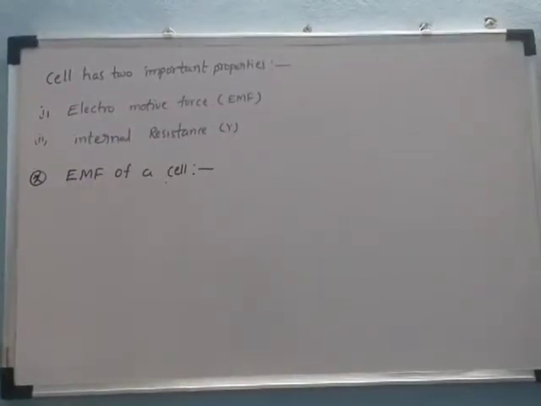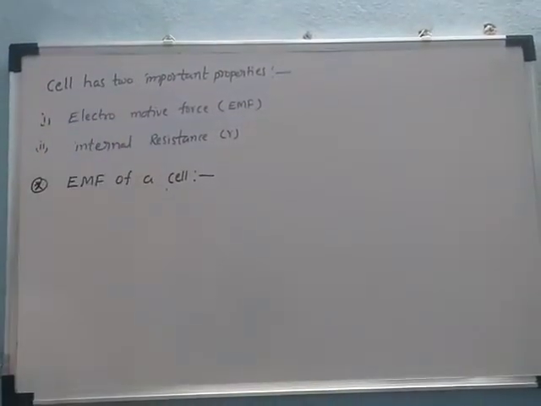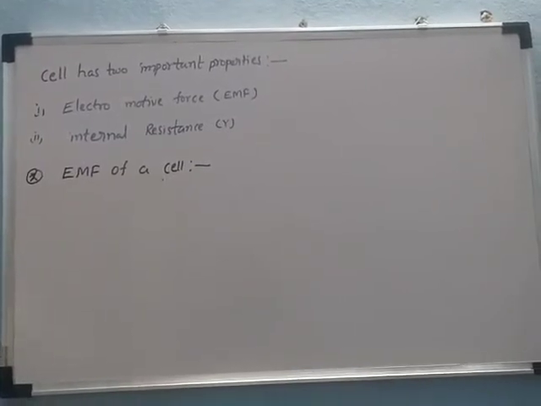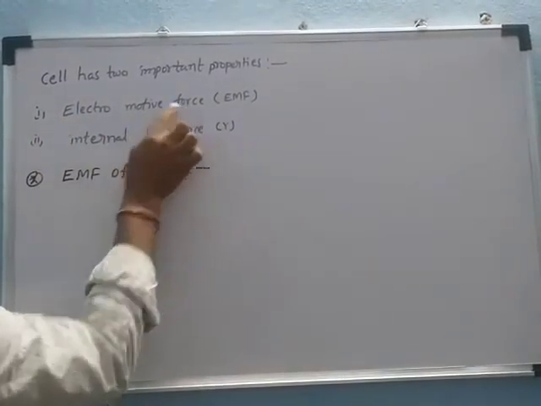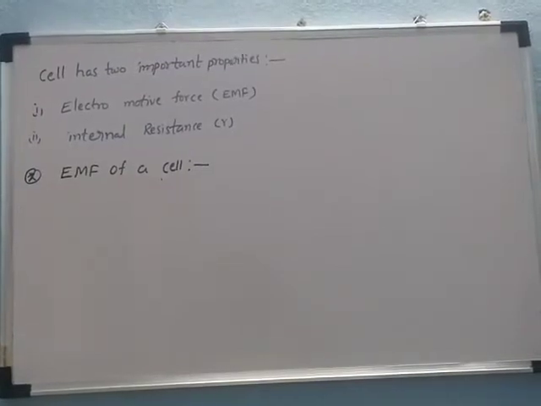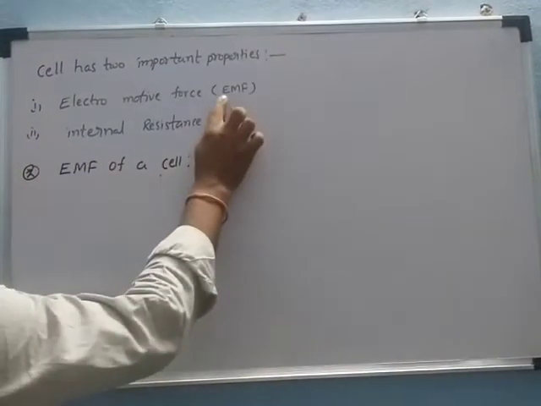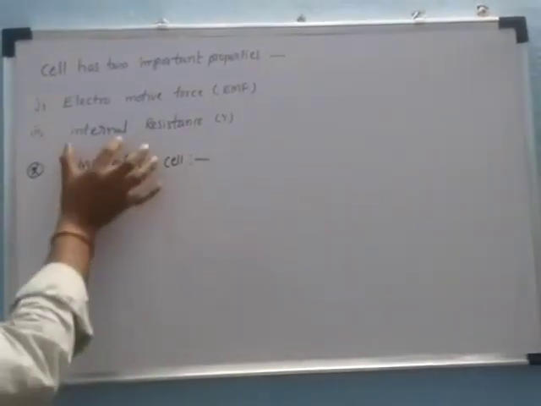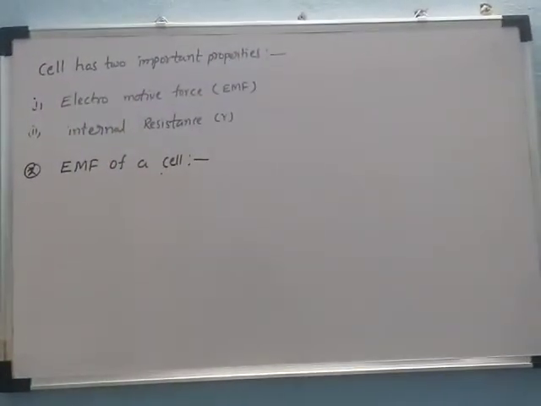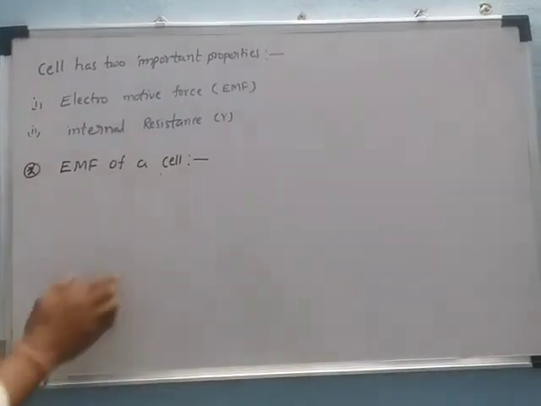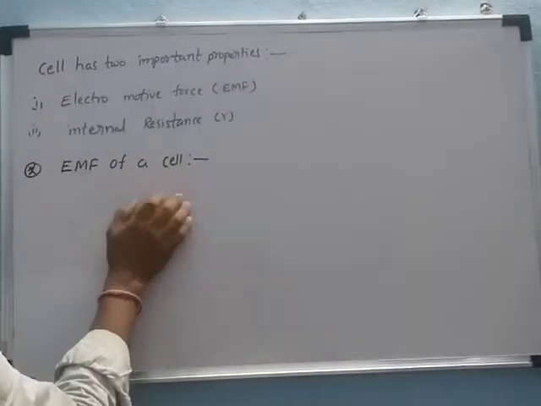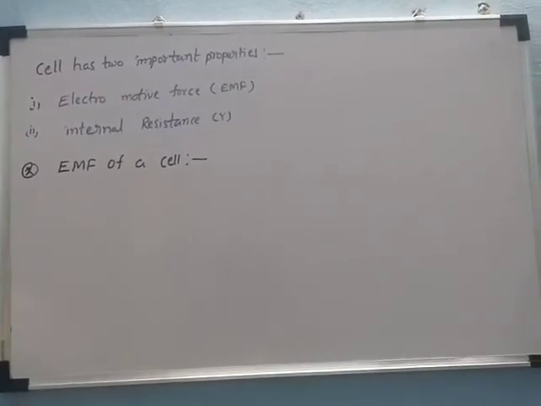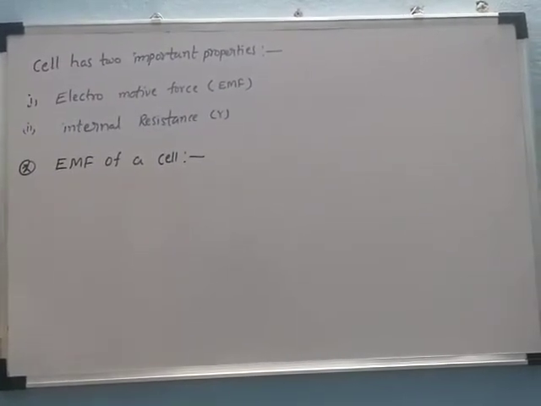See now, the next discussion. The cell has two important properties. The first one is electromotive force, which is nothing but EMF as the shortcut form. The next one is internal resistance. Now we will discuss these two topics individually: first the electromotive force, and second the internal resistance.